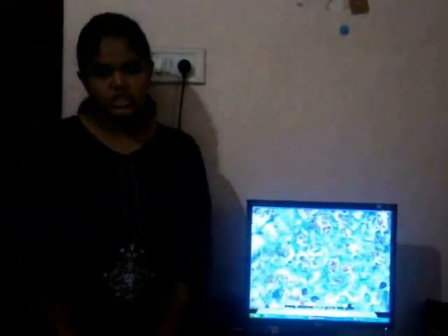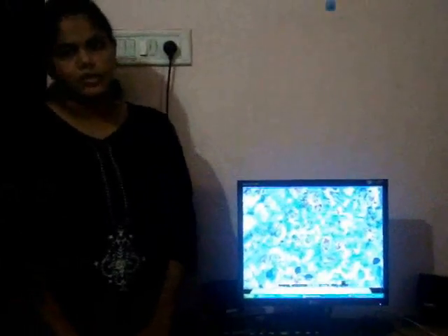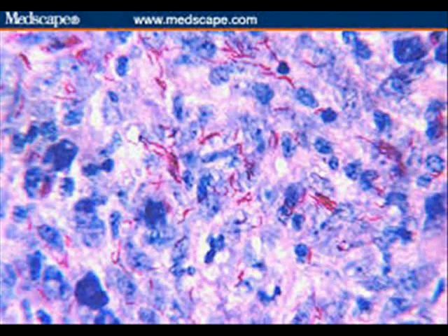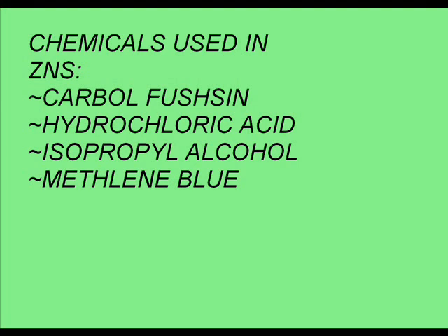Next is the Ziehl-Neelsen stain test, which is also known as the acid-fast test. This test is used to detect the mycobacterium tuberculosis which causes TB. The chemicals used in the Ziehl-Neelsen stain test are carbol fuchsin, hydrochloric acid, isopropyl alcohol and methylene blue.